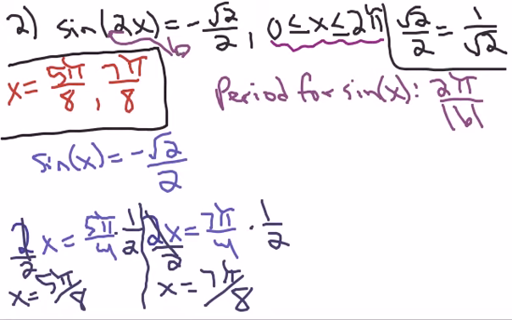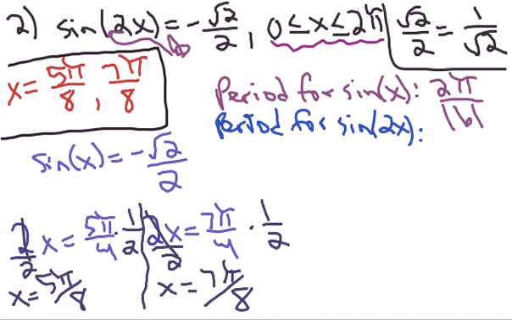So if I know that that is b, then my period for sine of 2x would be 2 pi over 2. 2 is already positive, so I don't need the absolute value, which means the period for sine of 2x is pi. So what I need to do now is add to each of these 2 answers an increment of pi. I'm going to do that on the next page.